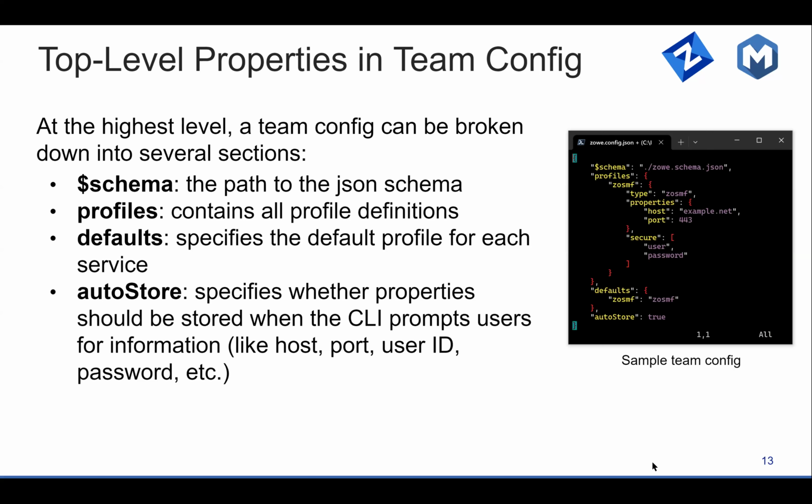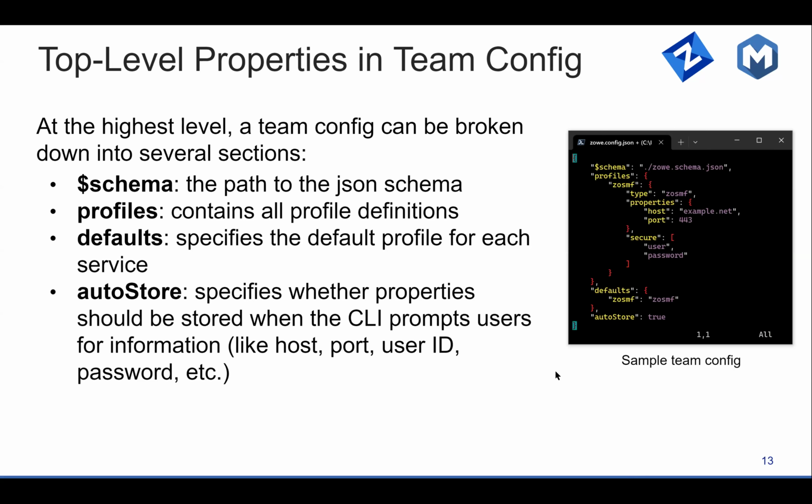And then finally, you have the autoStore setting, which is a Boolean value, and that tells Zowe CLI whether it should automatically store connection properties that the user enters when Zowe CLI prompts for them.